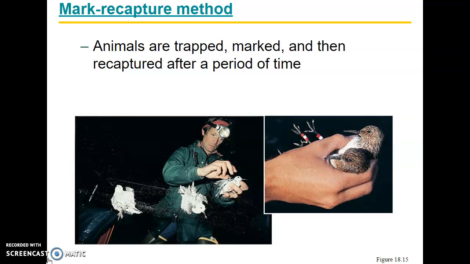And using the formula, you take the number that you had originally marked, let's say you originally marked 20, and let's say you captured 100 birds the second time you went out. And then you divide it by the number of ones that were marked, okay? And that will give you your total.